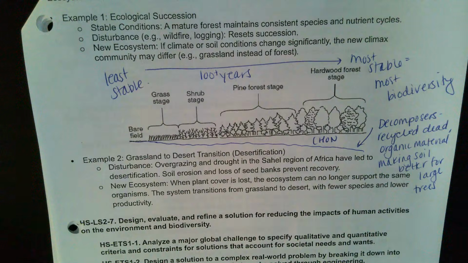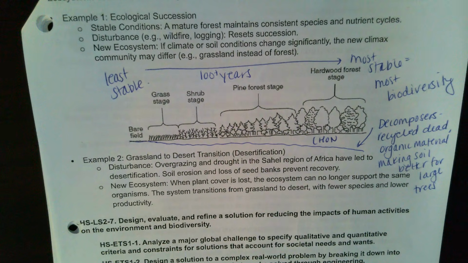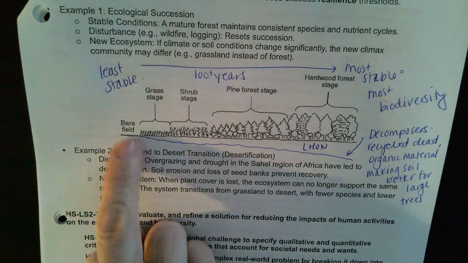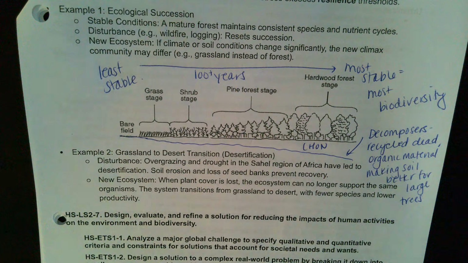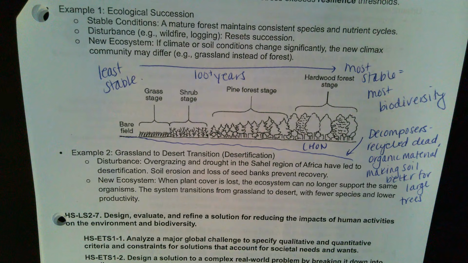The other thing we have is grassland to desert transition. Disturbance, overgrazing, and drought in Africa have led to desertification. Soil erosion and loss of seed banks prevent recovery. Soil erosion, again, that's like there's no nutrients within that soil. And if you do try to plant anything, it just cannot establish the roots that it needs to because those plants are unable to get all of those nutrients from the soil in order to allow them to grow really well. It says new ecosystem.